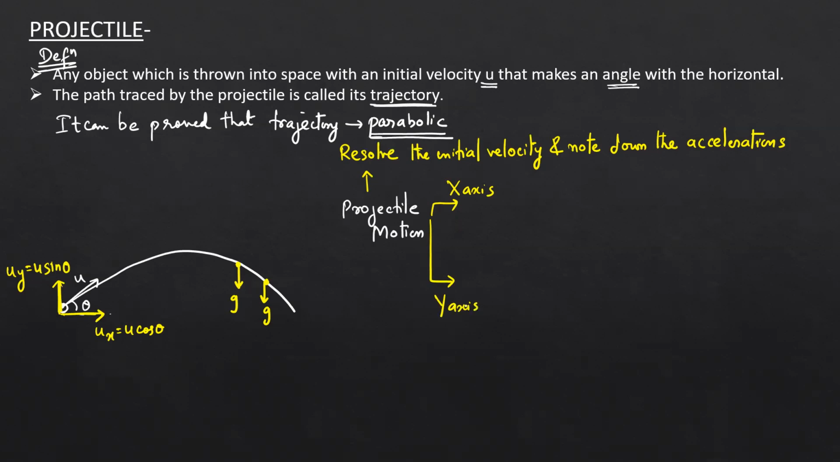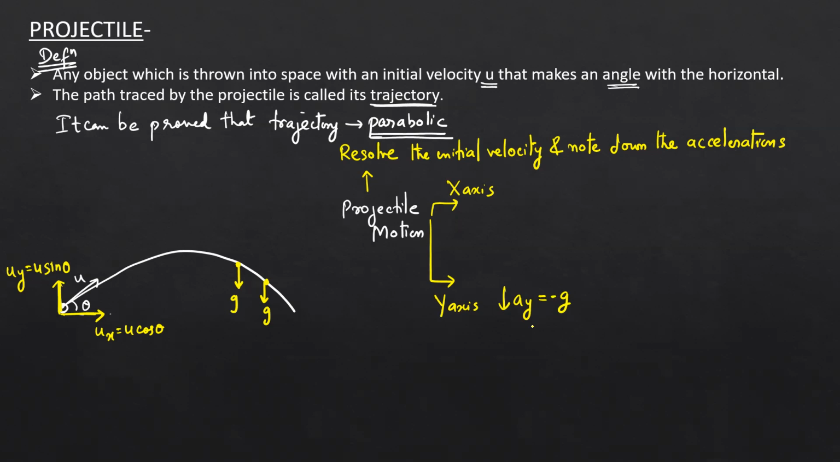Now, what is there along the x-axis? As I told you, resolve the velocity and note down the acceleration. Acceleration is there only along the y-axis. Acceleration along the y-axis is equal to g, and since acceleration is a vector quantity, it's in the downward direction, so I'll write it as minus g.